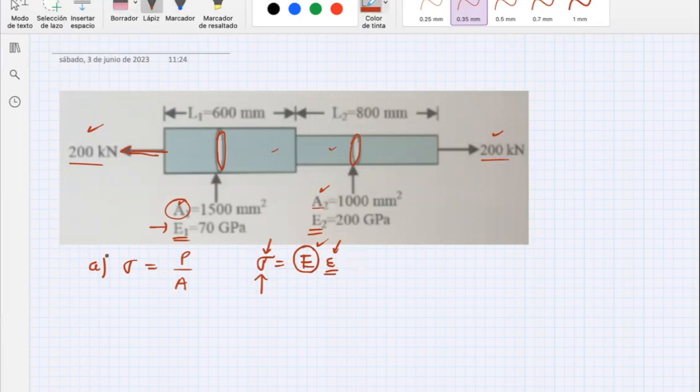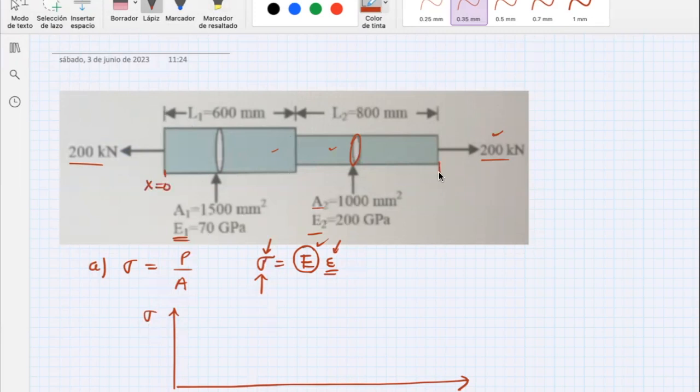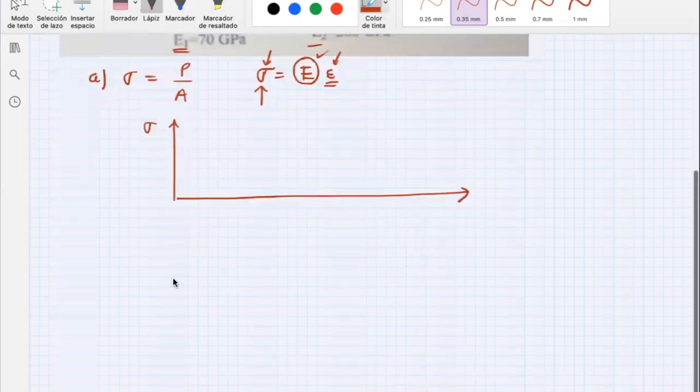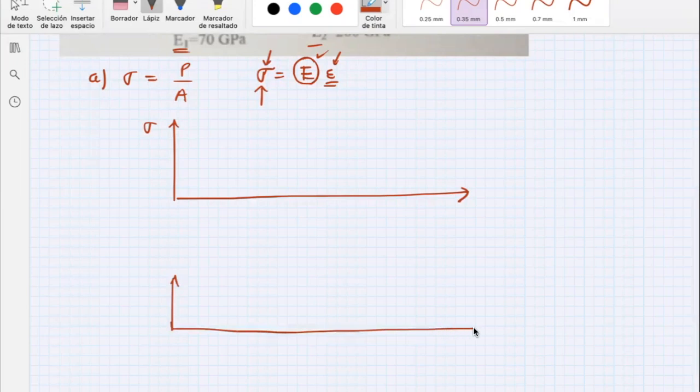I'm gonna erase everything so you can see this a little bit more clearly. But the basic idea is to do the distribution. The distribution means that you need to find the normal stresses from the beginning, x equals 0, till this point, okay? So how will this normal stress look, and also the same thing for the strain. The strain is just this epsilon, and you can calculate it as the normal stress divided by the elasticity modulus. So that's what they are asking us.